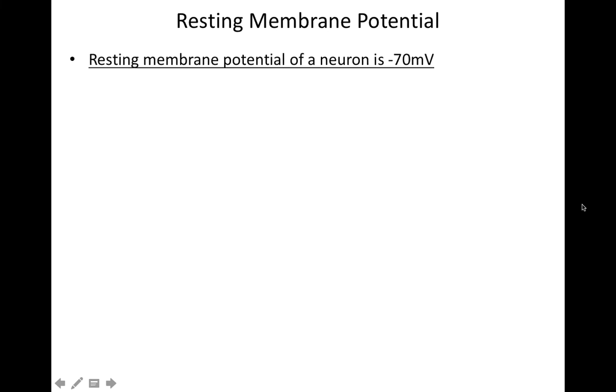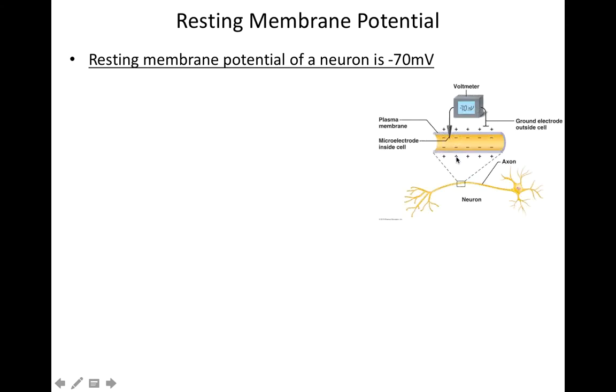So let's talk about resting membrane potential. What this means is when there's nothing stimulating the neuron, it's not busy doing anything, the potential is negative 70 millivolts. So here we have our neuron, we are measuring it, there's nothing going on in the neuron. The difference between the interior and exterior is measured to be negative 70. At this point, we say that the cell is polarized because it's different from one side to the other.